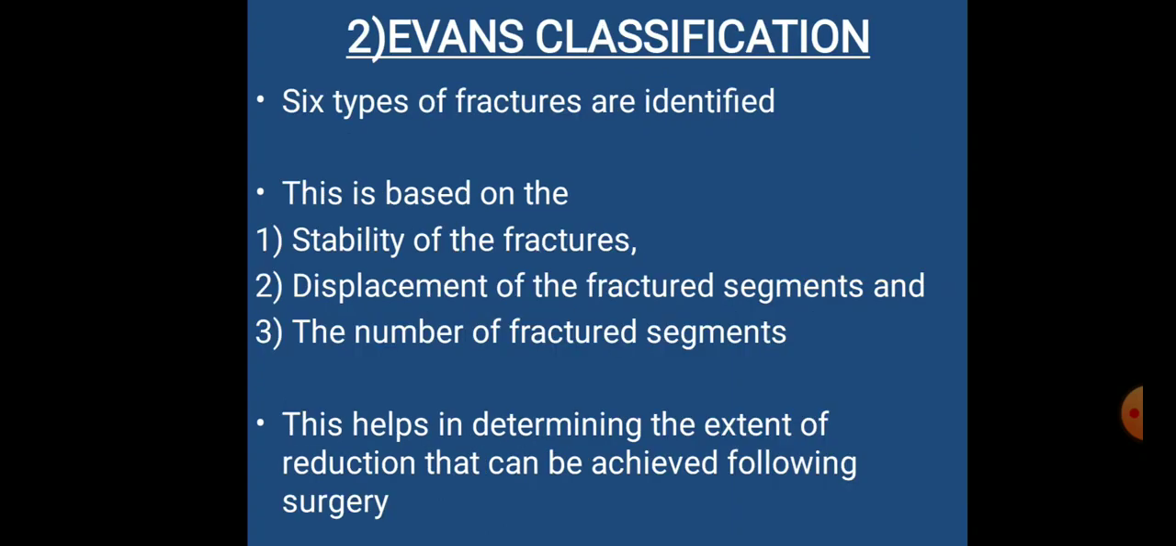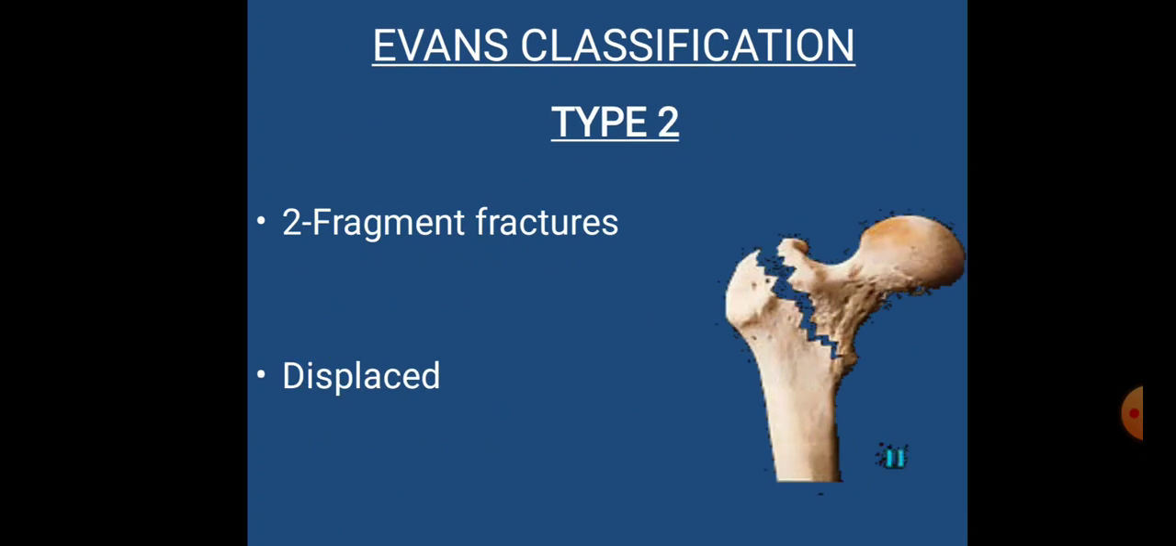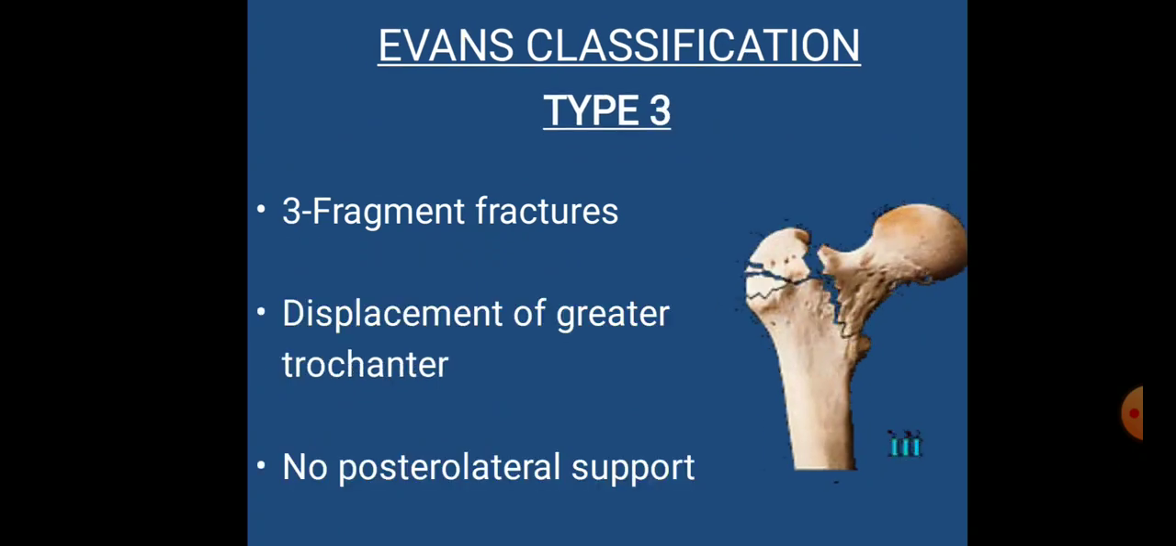Coming to the Evans classification. Evans classified into 6 types, based on the stability of the fracture, displacement of fracture segments, and the number of fracture segments. This helps in determining the extent of reduction that can be achieved following surgery. Evans type 1 is a 2 fragment fracture, but the fragments are undisplaced. Type 2 is a 2 fragment fracture but displaced.